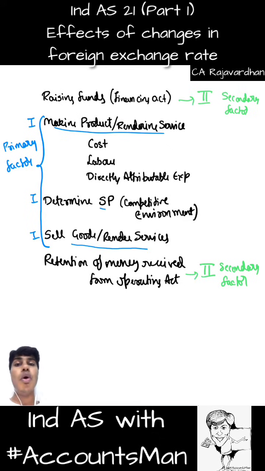Where exactly is the borrowing made, or what is the source of my revenue, the source of my money in order to start my financing activity or entire operations, or the currency in which I'm storing the money that is generated by this operating activity. So that becomes my secondary factor. Firstly we'll use the primary factors and then try to determine my functional currency. If I can determine my functional currency based on the primary factors, well and good. If my primary factors are not sufficient to determine the functional currency, then I let my secondary factors help me determine the functional currency.